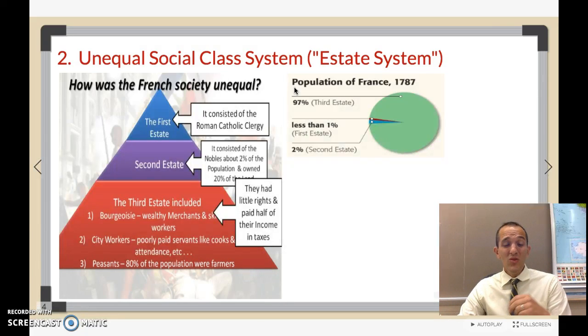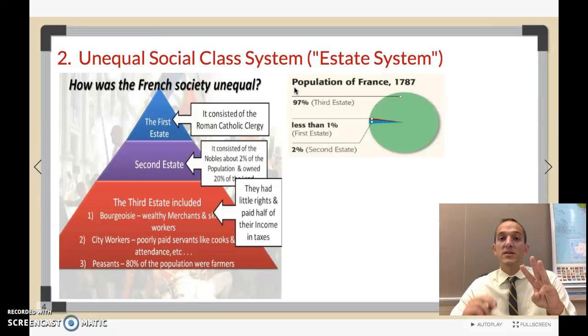And number one, we have a system that's been in place since the Middle Ages. It's called the estate system. Basically, France is broken up into 3 different estates. And when I say estates, think of 3 different social classes. So at the top here is the first estate. This is the Roman Catholic Church.